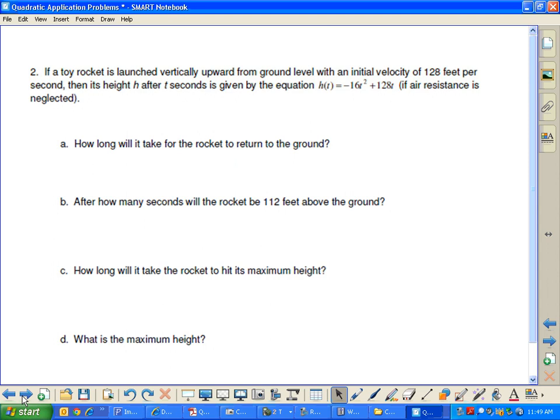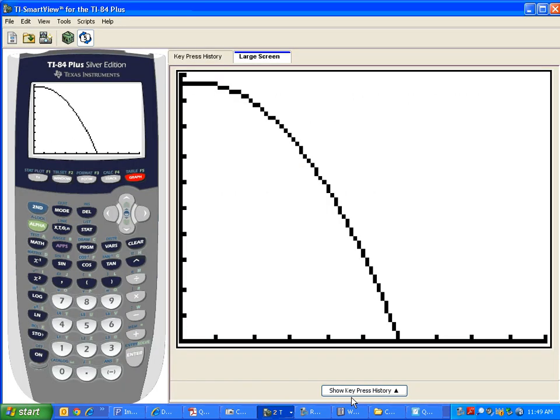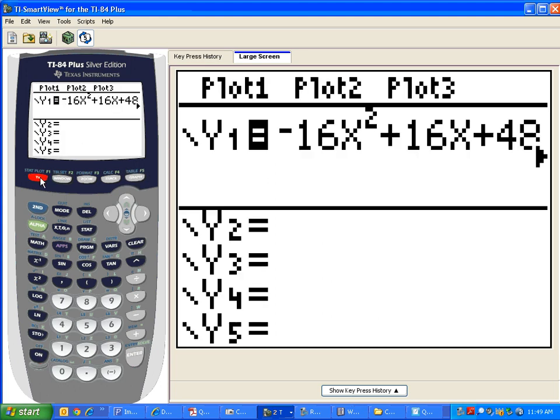In part A, however, it says how long is it going to take for the rocket to return to the ground? Remember, whenever you see the word ground, you want to think, hey, let h of t equal 0. We need to figure that out. Remember I said that you're always going to produce some sort of image of the problem for me. That always comes from graphing your quadratic in your y equals screen.